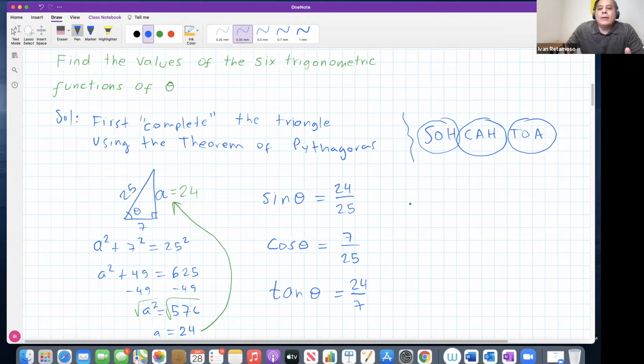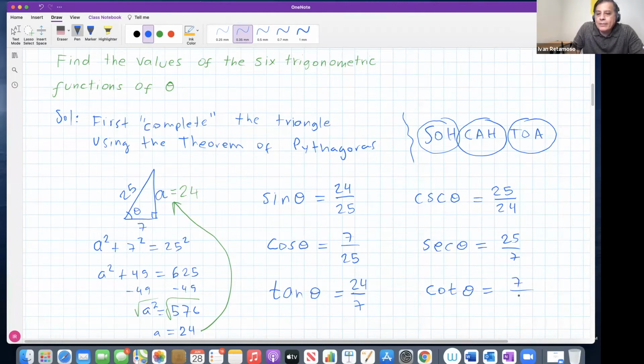Now, what about the other three trigonometric functions, Professor? Cosecant of theta is just the reciprocal of sine. This up, this down. So you flip sine, you get cosecant for free, right? Secant is what we get when we flip cosine. So 25 up, 7 down. There is secant. And cotangent is what we get when we flip tangent: 7 up here, 24 down. So there we have the six trigonometric functions. So we are done, right? We're done.